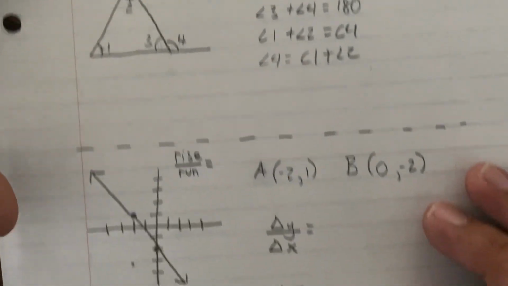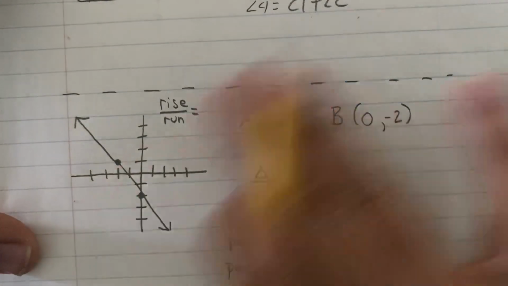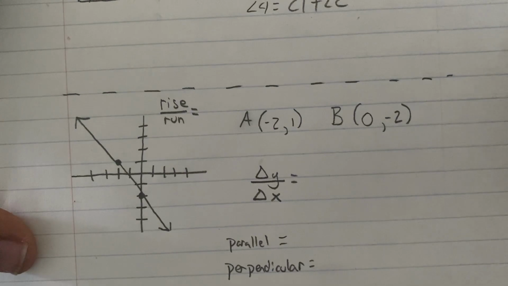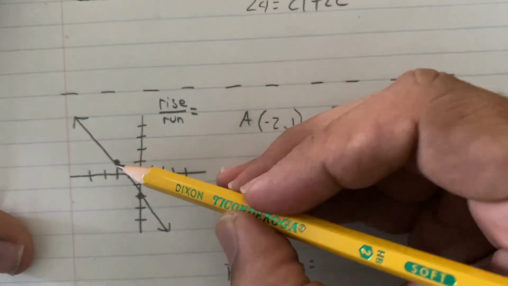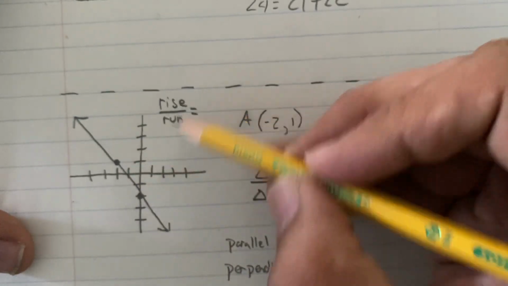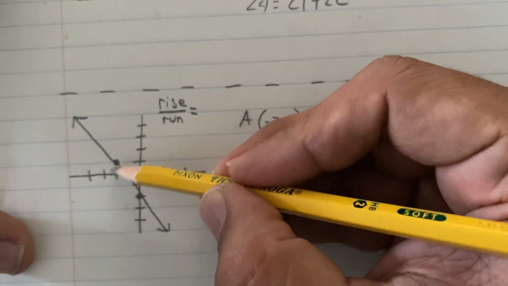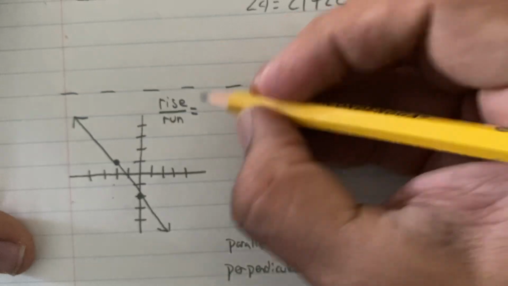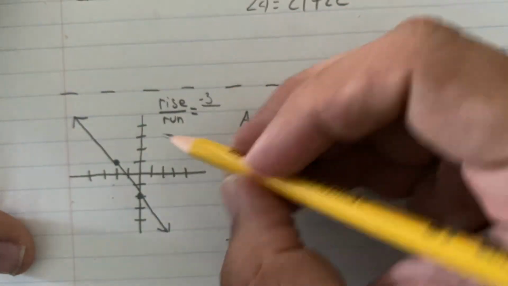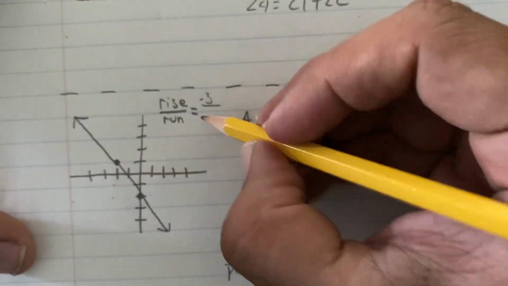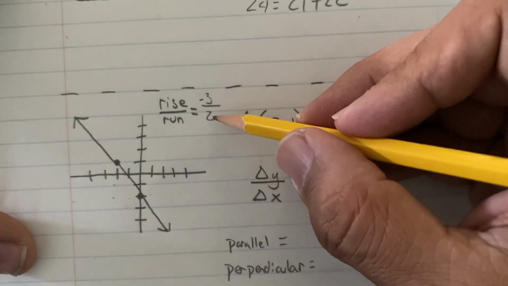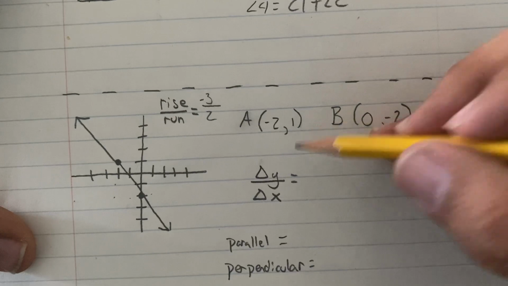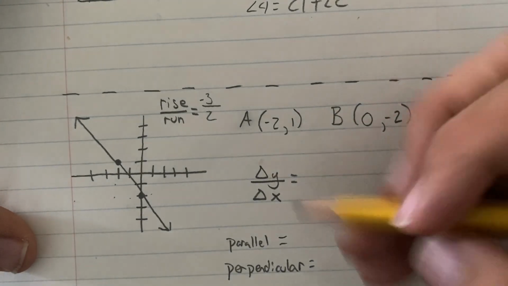All right, now here. So finding out if something is parallel or perpendicular on a graph, there's two different ways. You can do the counting method, rise over run. So this is going down 1, 2, 3. So down 3. Then it is going to run 1, 2. So it's running 2. So this is negative 3 over 2, rise over run. If another line has the same slope, then they are parallel.